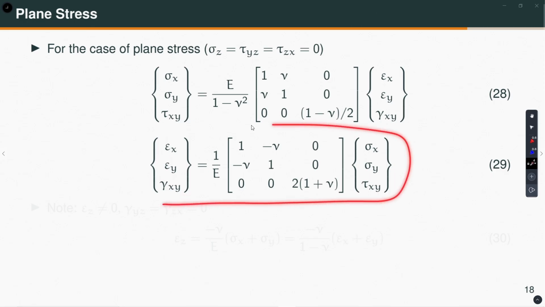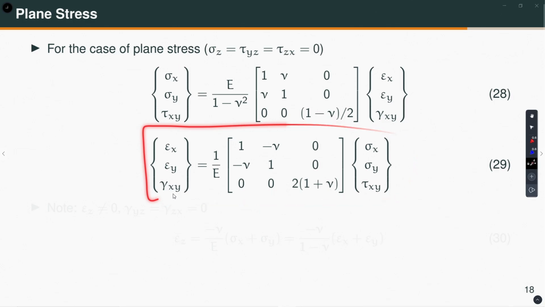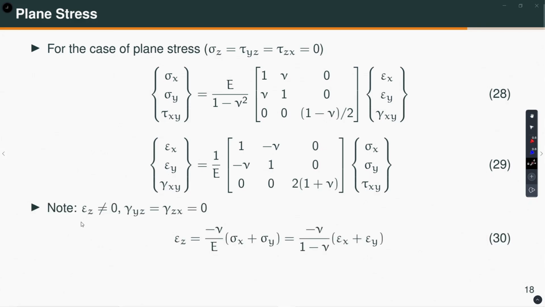and you can also determine the strains in terms of stresses, which simplifies to this. Now, what happens to the normal strain in the z direction, epsilon z, is it 0? The answer is no, epsilon z is not equal to 0. But what about gamma yz and gamma zx? They are 0 because gamma yz and tau yz are related with the shear modulus and tau yz is 0. So, this is 0 and similarly that is 0, but epsilon z is not equal to 0.